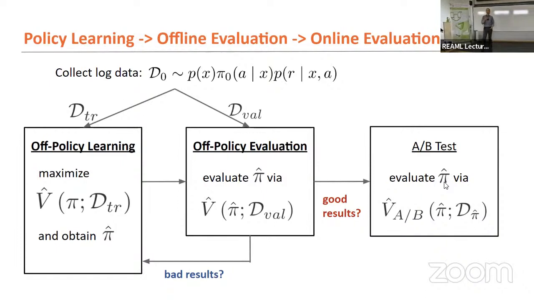Questions about this? Mm-hmm. It's about the data collection. So if the data is biased when we do the offline, so then policy and applying that policy.